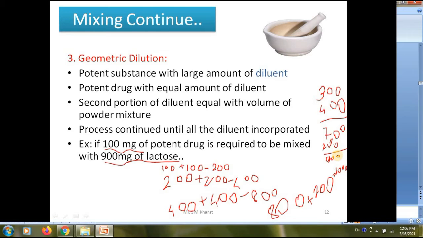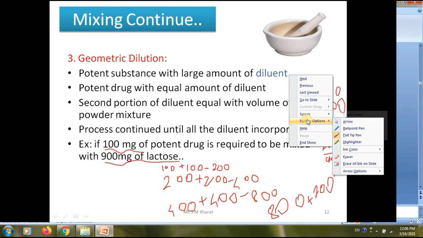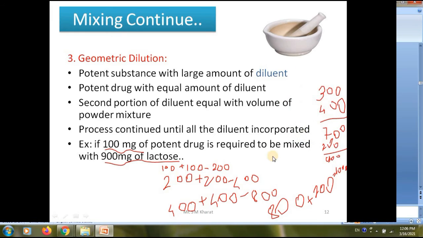Okay, so in this fashion you have to add in a geometric dilution. Are you getting it? I will explain it again. So in the first stage I will add 100 mg of my drug plus an equal amount, 100 mg, of lactose. It becomes 200 mg.